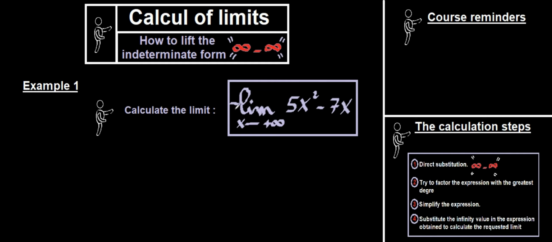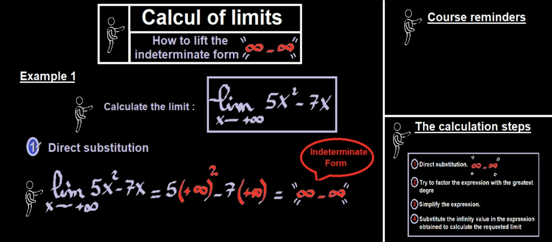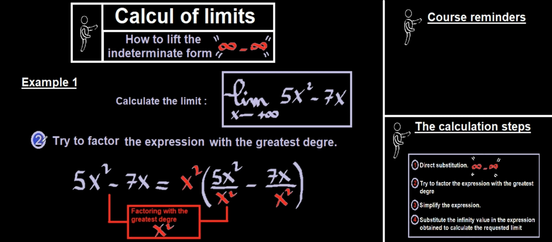Calculate the limit as x approaches positive infinity of the expression 5x squared minus 7x. Step number 1. Make direct substitution. When we substitute positive infinity in the expression 5x squared minus 7x, we get infinity minus infinity, which is an indeterminate form.